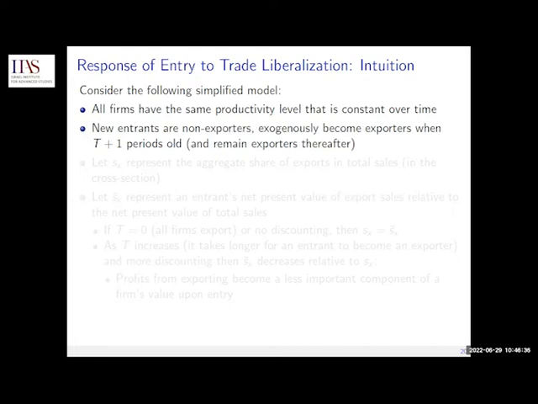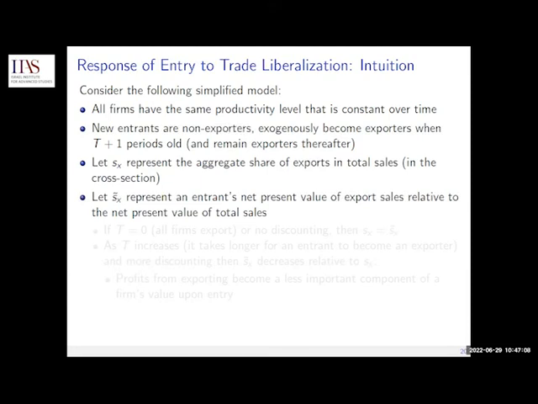The only element of heterogeneity is that when a firm enters, I'm just going to assume that it has to wait T periods before it can start exporting. So the exporters are the same as all the producers, it's just that you have to wait T periods before you can start exporting. That's the only difference between exporters and non-exporters, okay? And then I want to think about what's going to happen when I liberalize trade in this model.